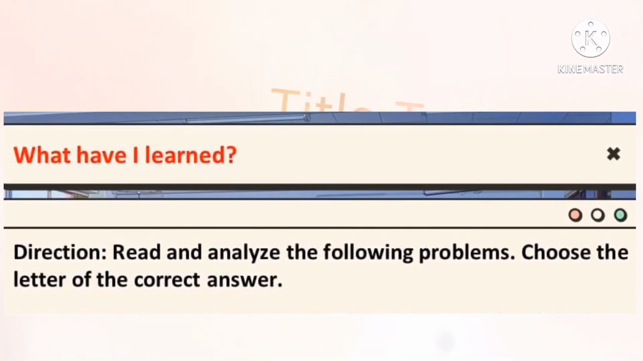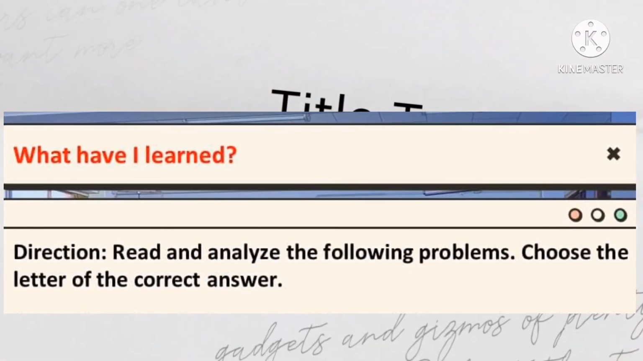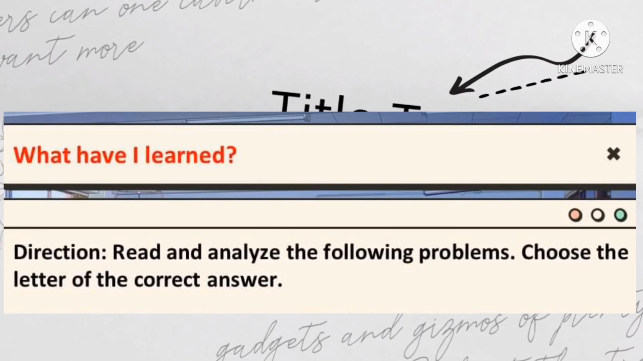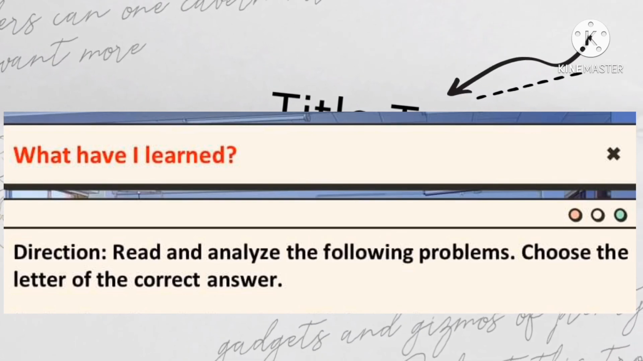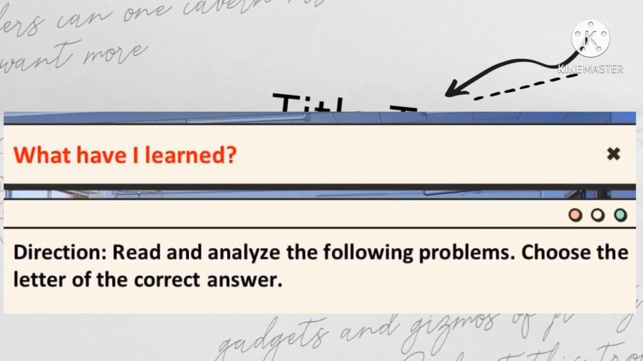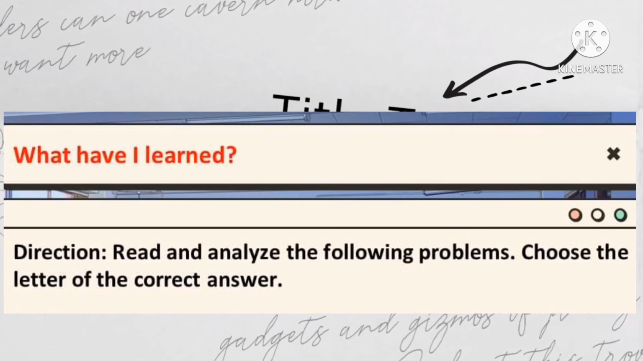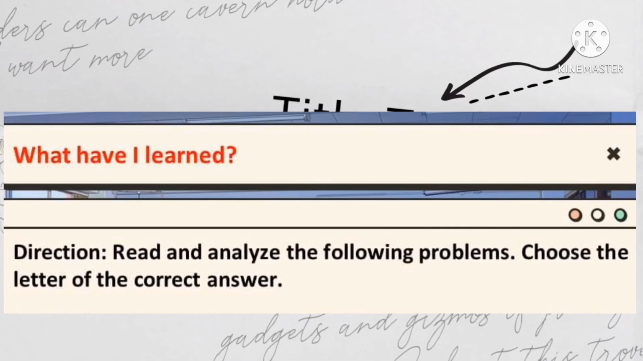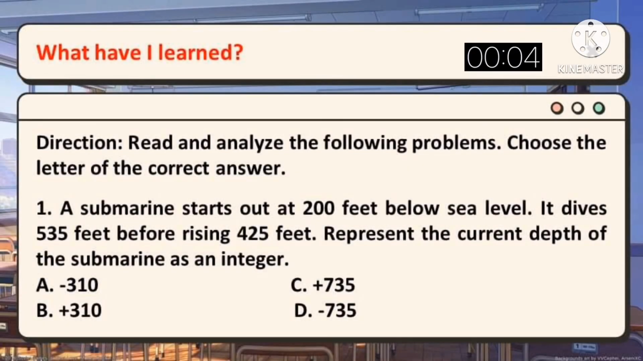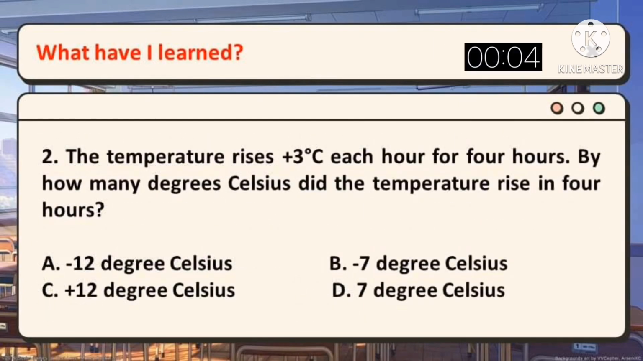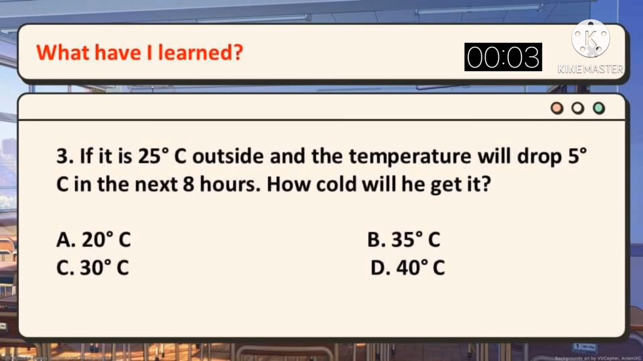To determine your learning, you may get one whole sheet of pad paper and answer the questions. Read and analyze the following problems. Choose the letter of the correct answer. You may submit your output on the next distribution and retrieval of activity. You may ask the help of your parents or your guardians.